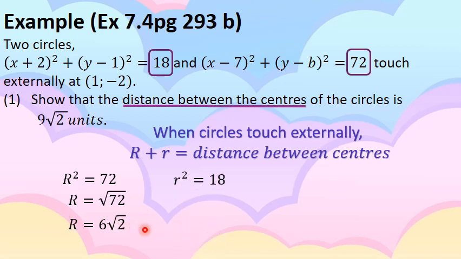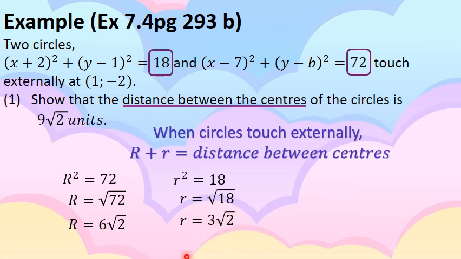We can do exactly the same for the small circle. We know that r squared is 18 because of the equation of the circle. So if we were to square root both sides, we'd get r all by itself. If you don't know, it's okay to use your calculator. Don't be ashamed. Do what you need to do. Pop root 18 into your calculator and you'll see that its distance in simplest surd form is 3√2.